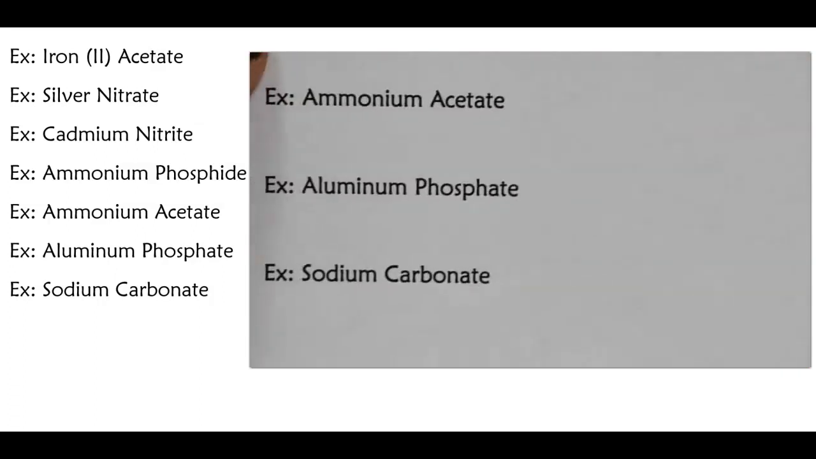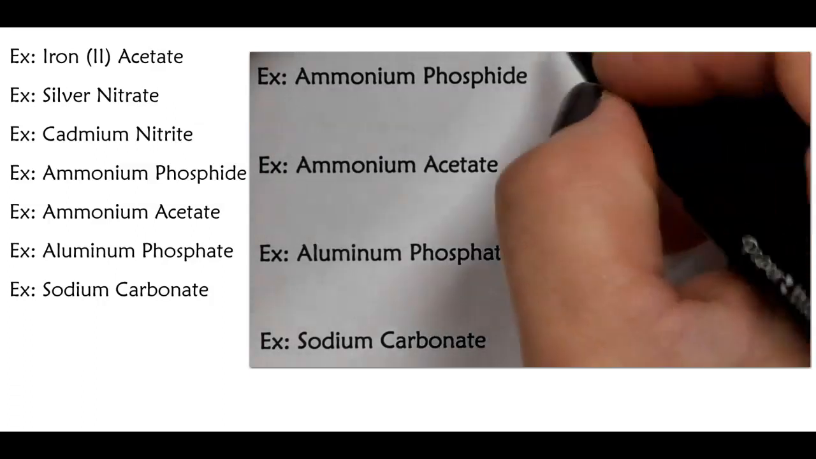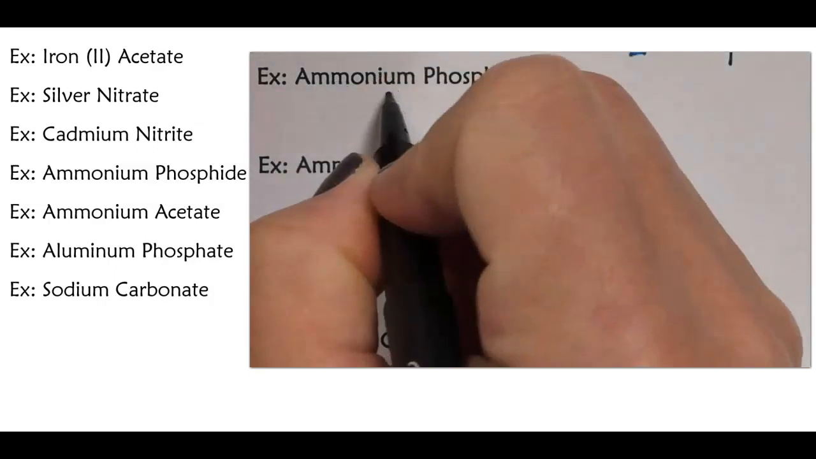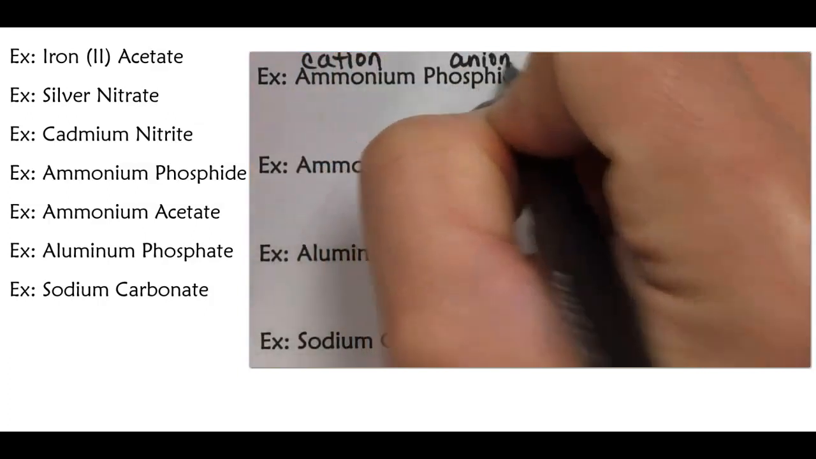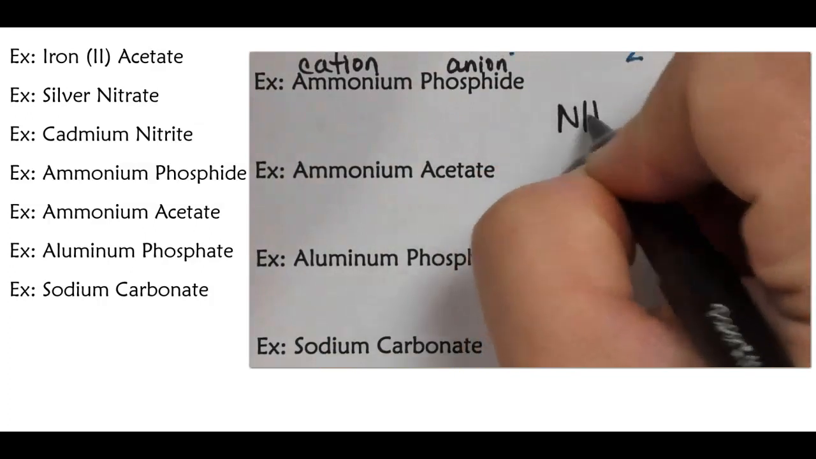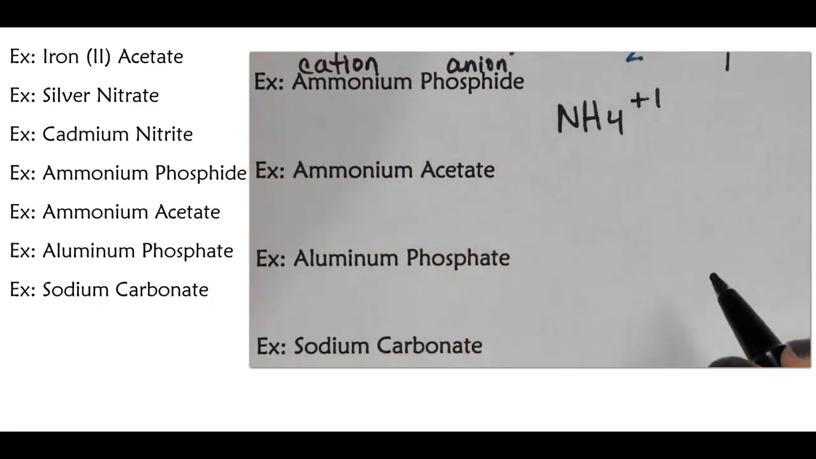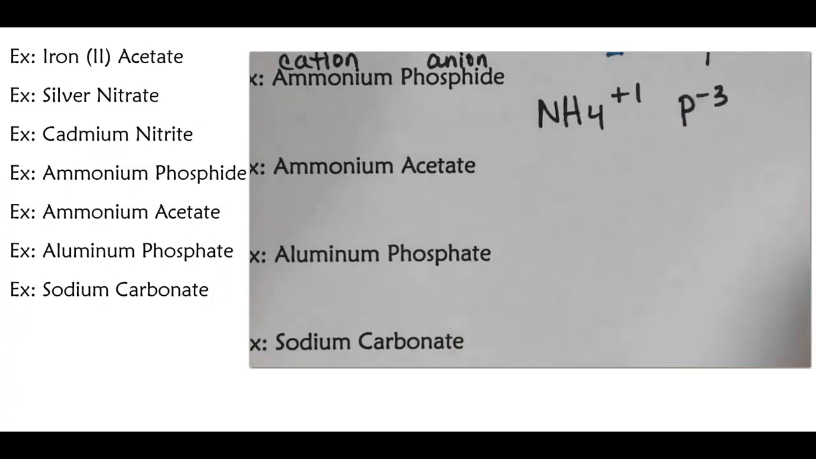Next is going to be ammonium phosphide, and ammonium is a polyatomic cation. This is my cation, this is my anion. So ammonium is NH4 with a +1 charge, and phosphide is P with a -3 charge.